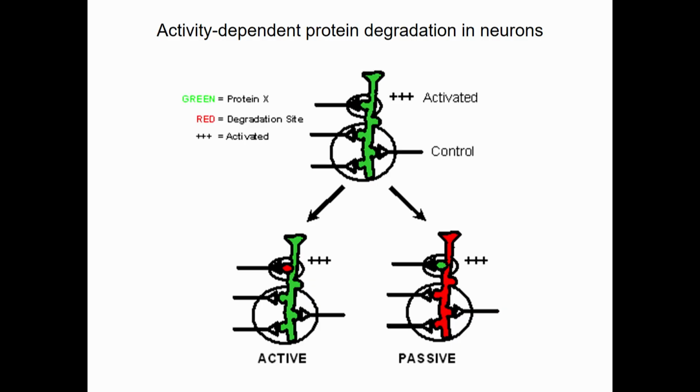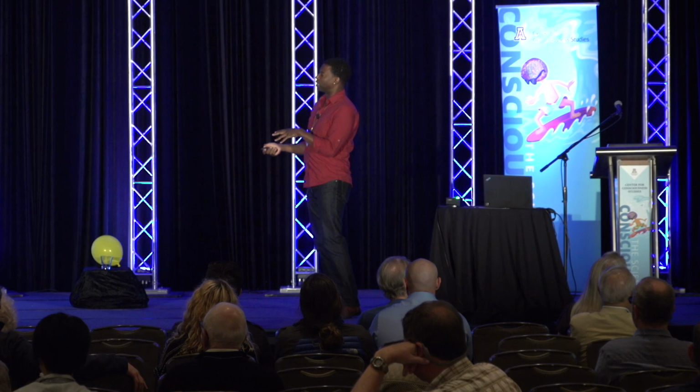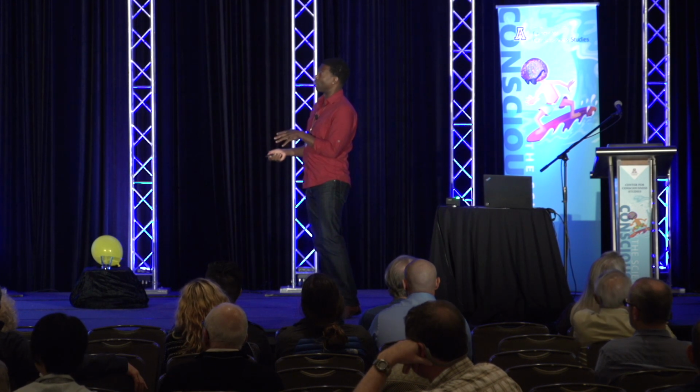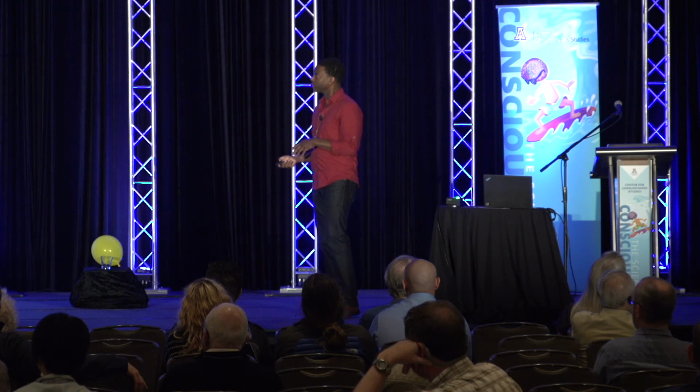As an example, to describe the idea that there may be synapse specificity, this is just a model showing you that perhaps when you have an activated or a controlled synapse, you might actively degrade a said protein at a synapse or stabilize it. And again, this is just a model of thinking about active degradation or passively stabilizing or degrading everything else in a dendrite.